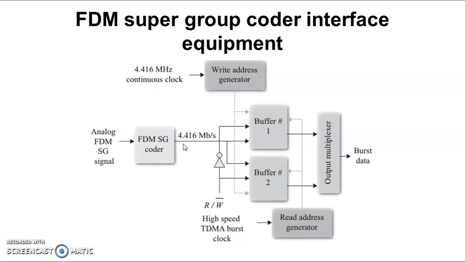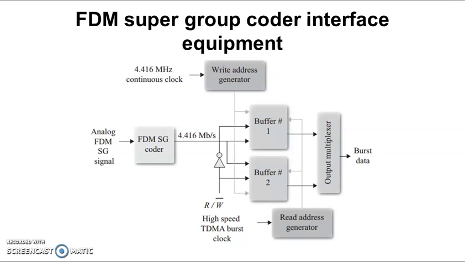Now, at the receiving side, there is a similar system with two expansion buffers, the same 1 and 2, because we have the FDMA supergroup decoder. The same system is there, and in FDMA supergroup we have two buffers. One is for reading data continuously and the other is for writing into the buffer. While one is writing the data, the other is reading. The same thing applies to the transmitting and the receiving side.